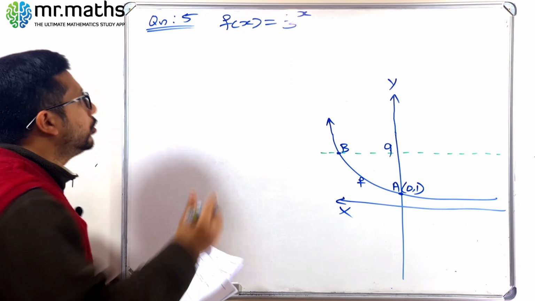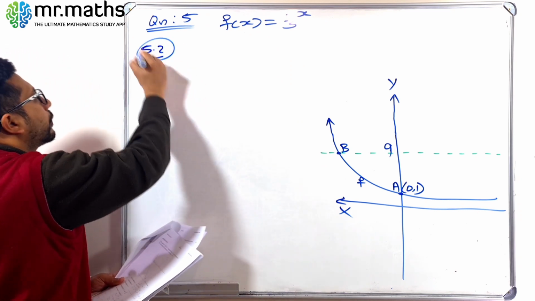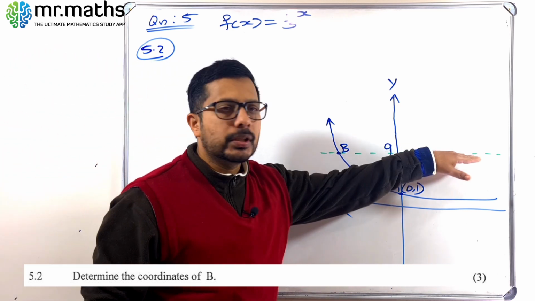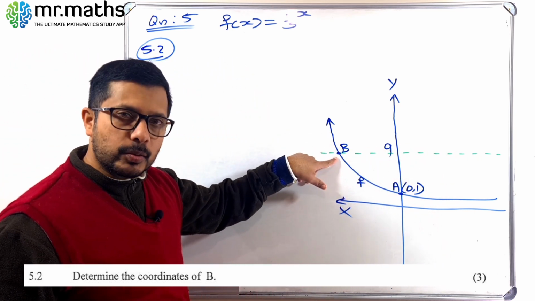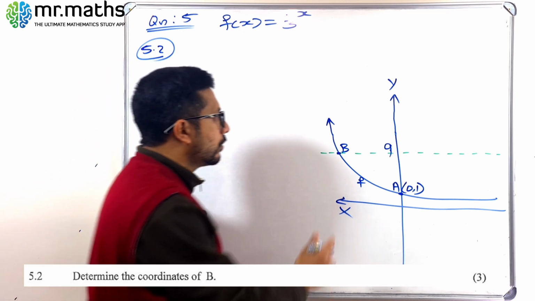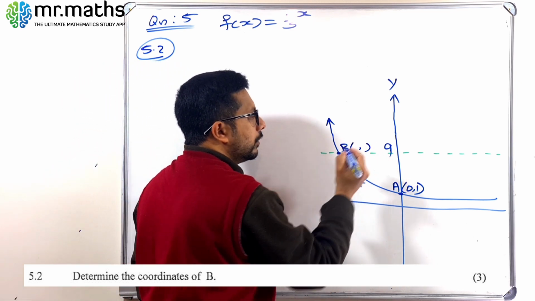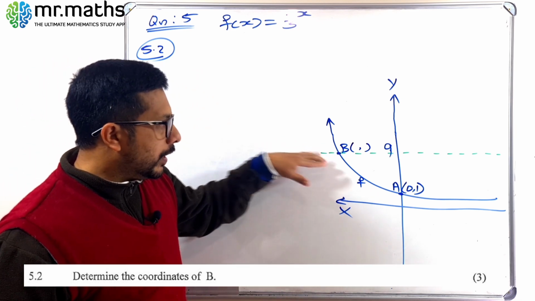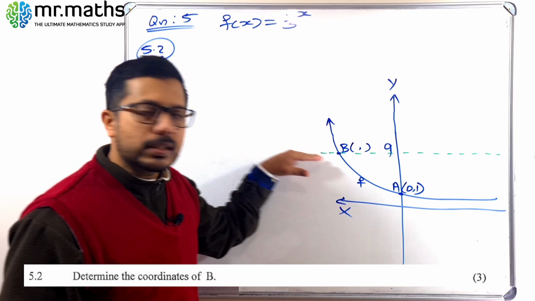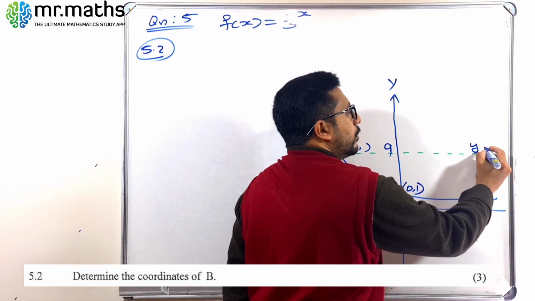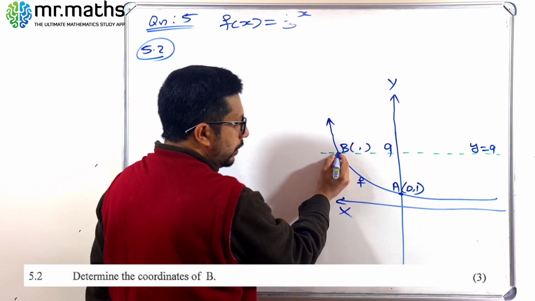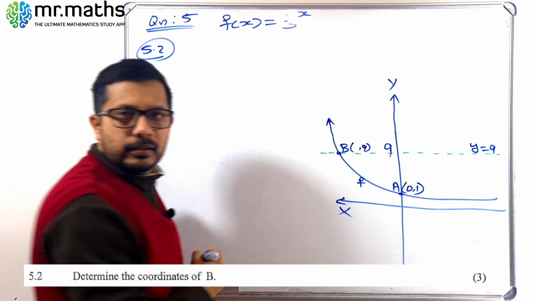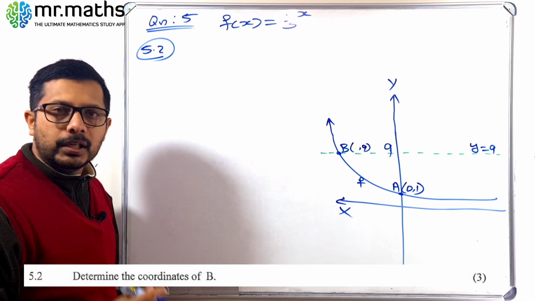Question number 5.2. What is question number 5.2? Determine the coordinates of B. You have to find the coordinates of this point B. Now you know this point B is on this line, and what is the equation of that line? y is equal to 9. So at this point, the value of y is 9. Straightforward, we got the value of y, that is 9.